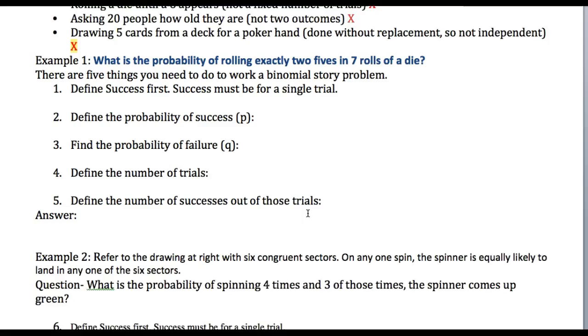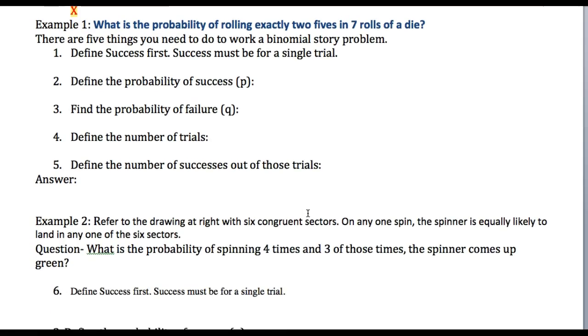So let's go to an example and see how this works. What is the probability of rolling exactly 2 5s in 7 rolls of a die? There are 5 things you need to know. First of all, define the success. So the success would be that we're rolling exactly 2 5s. I don't have that written down, but you can get that down.